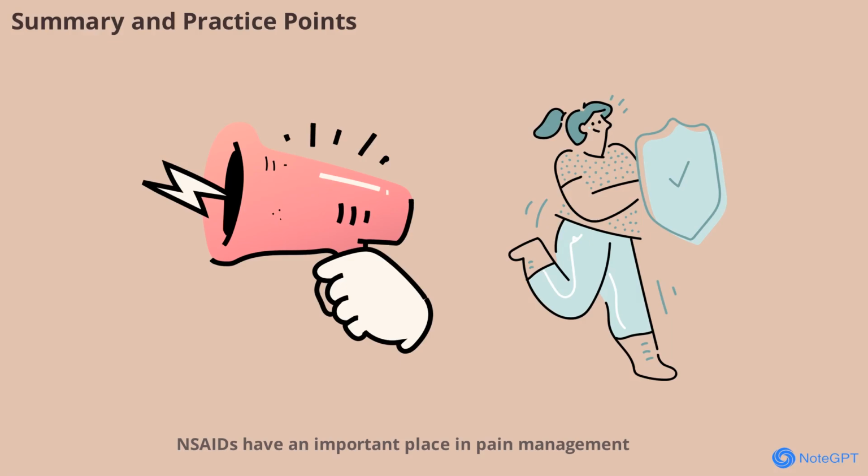NSAIDs have an important place in pain management, often more appropriate than opioids. While most NSAIDs are comparable in efficacy, their adverse effect profiles and pharmacokinetic properties guide selection. Topical NSAIDs are better tolerated but provide limited local benefit. Safe prescribing requires consideration of gastrointestinal, cardiovascular, renal, hepatic, and hypersensitivity risks, as well as patient-specific factors. Always tailor NSAID choice to the individual, balancing benefits and risks for optimal pain management.